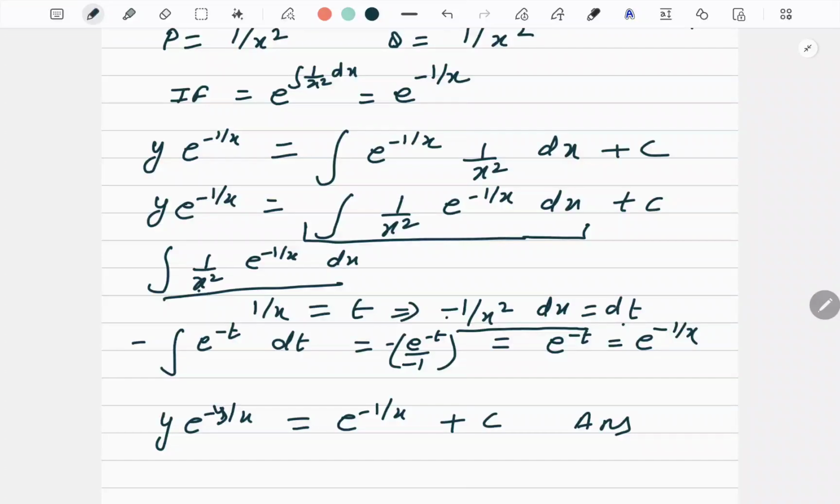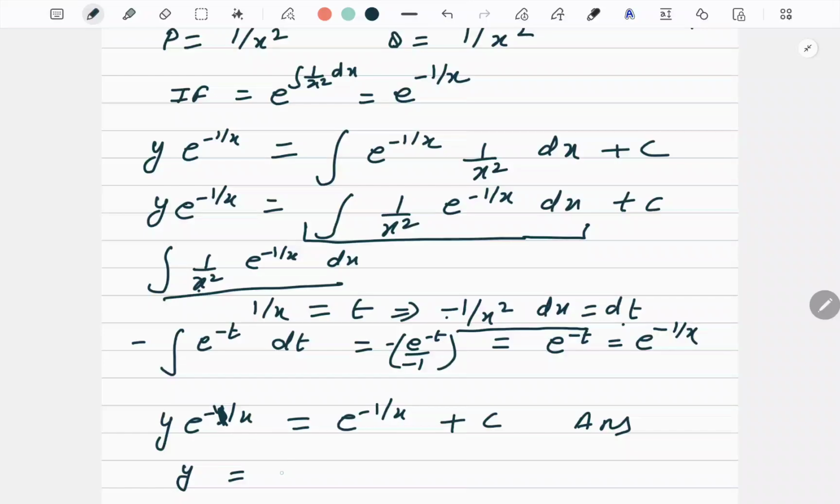Okay. You may find the answers where they have multiplied the whole equation by e to the power 1 by x just to simplify it. So this is how you have to do the question. See, it is 1 by x, not y by x. So you may find the answer like this also.